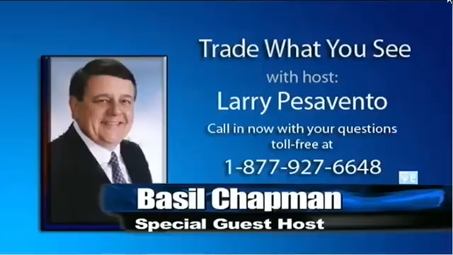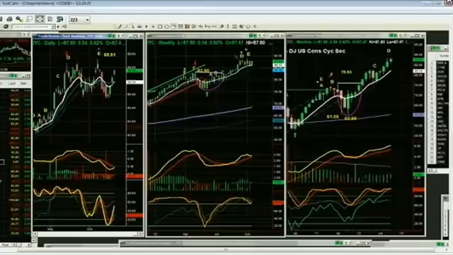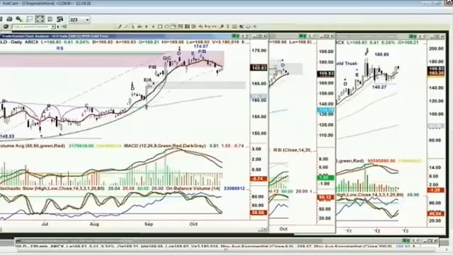Hi, everyone. Basil Chapman sitting in for Larry Pesavento. I was asked in the den what I was looking at. It's the GLD. I was asked in the den if I would look at the gold and silver. Okay, got the question. Danny, Atlanta: can you look at the gold silver?